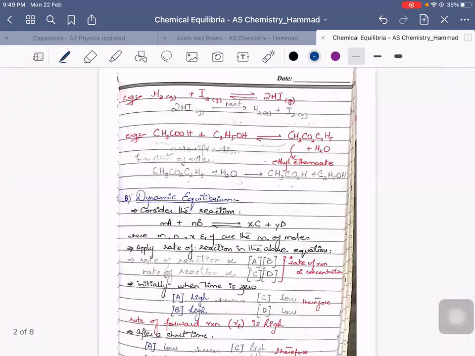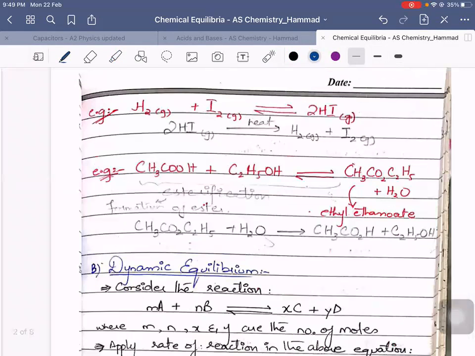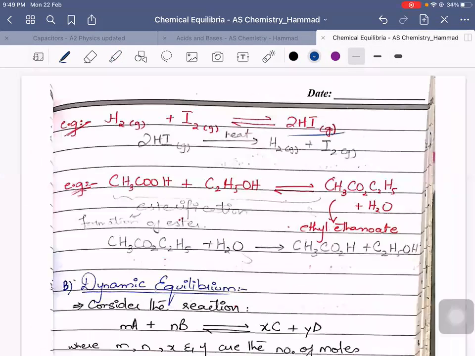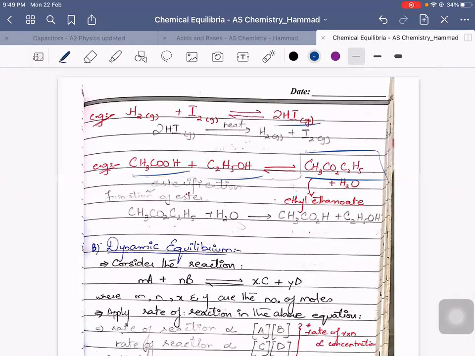Moving forward, hydrogen when reacted with iodine gives you 2HI, again a reversible reaction. Ethanoic acid with alcohol gives you ester. All of this is done in O levels. It's just a revision of that.